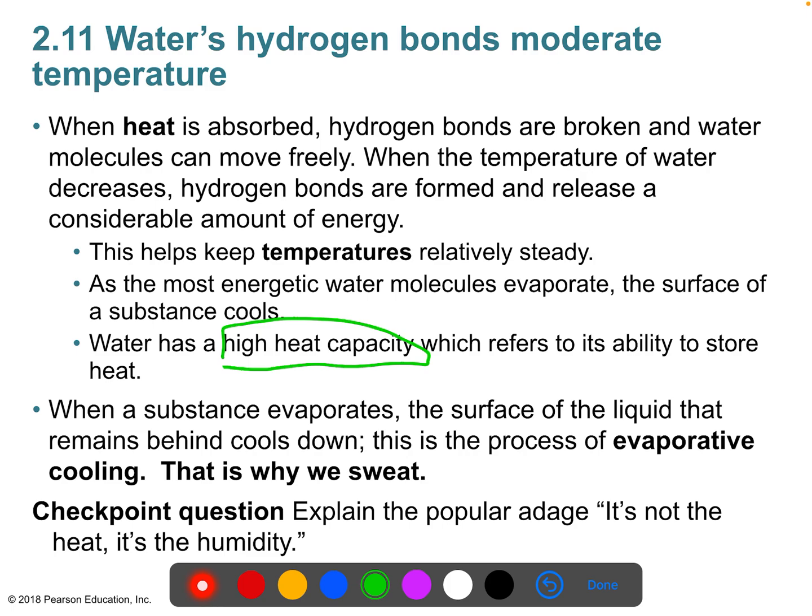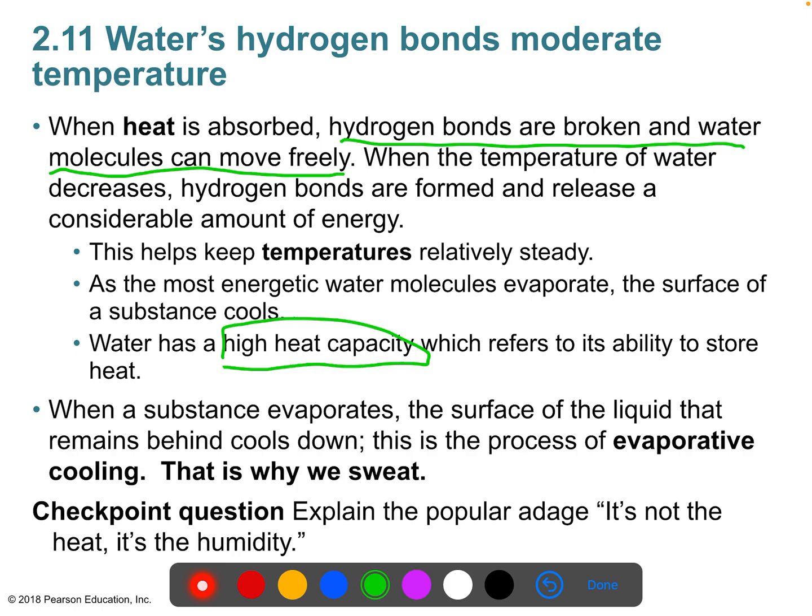When water absorbs heat, hydrogen bonds are broken, and then the water molecules can move more freely. That's how water turns from, say, a liquid to a gas. When you boil it, it helps break those bonds up, and then the water escapes as a gas. When the temperature of water decreases, hydrogen bonds are formed. And that's how you move from the gaseous state to the liquid state and then to the solid state.